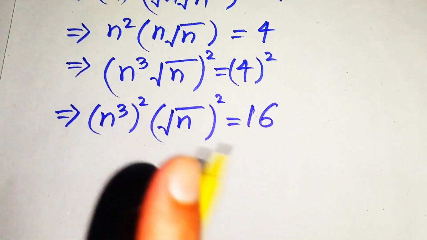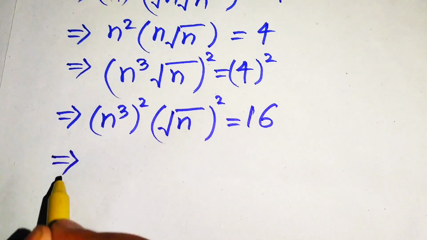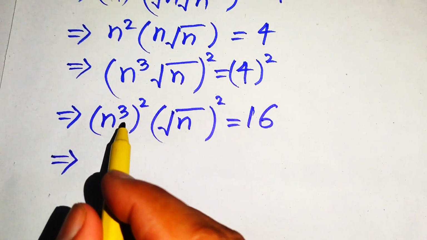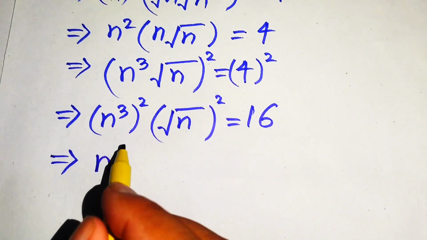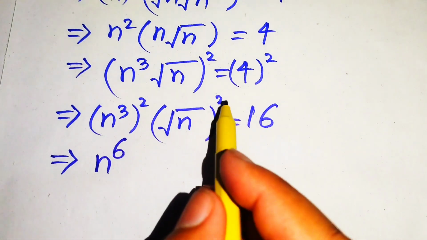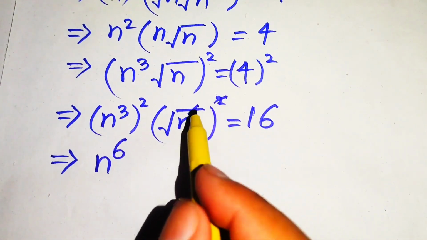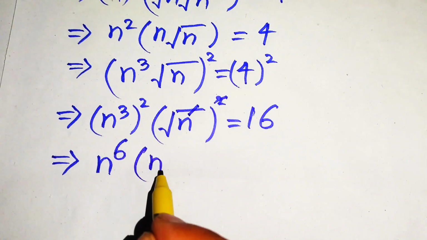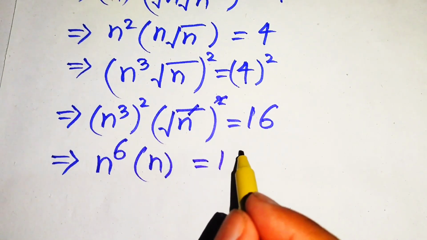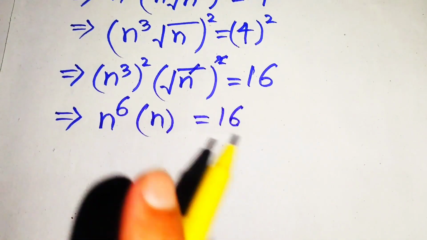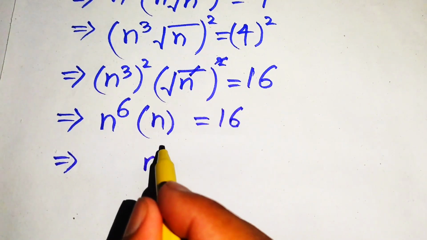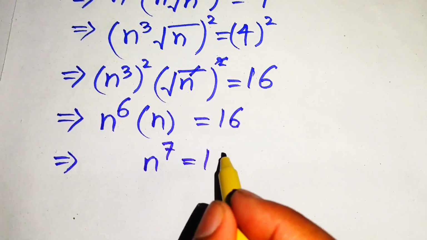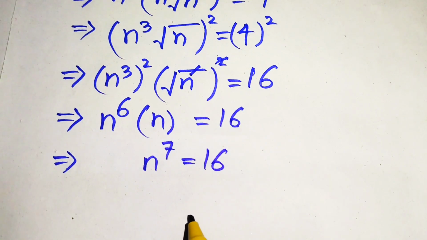Now we use the exponential law: if you have an exponent to an exponent, the exponents are multiplied by each other, and we get n to the power of 6. The 2 and the square root are gone, and we get only n equals 16. When we multiply n to the power of 6 by n, we easily get n to the power of 7 equals 16.